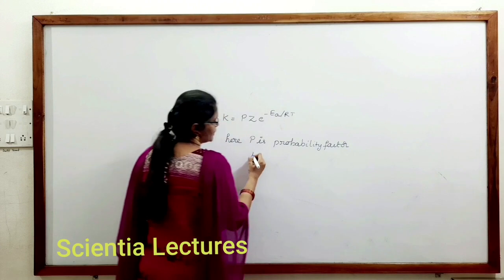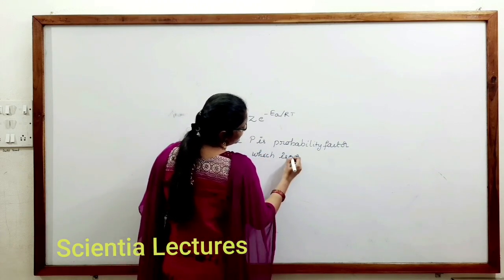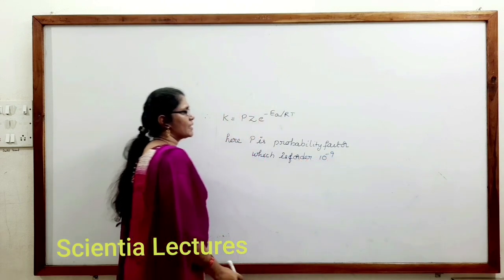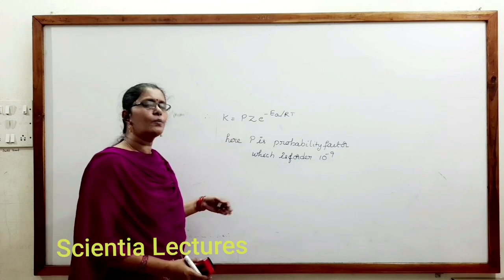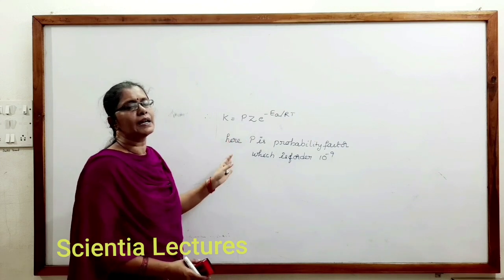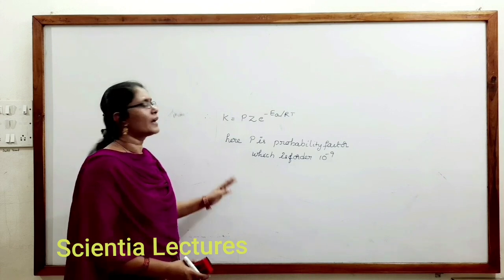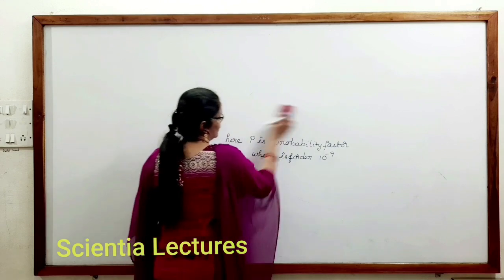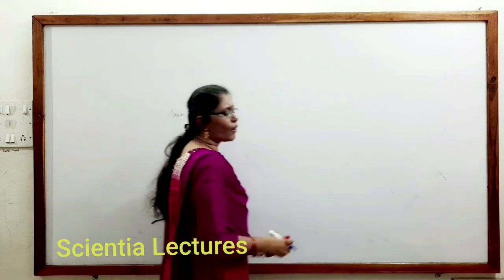Which is of order 10 power minus 9, such that theoretical value is higher than experimental value by approximately 10 power 9 times. So if you multiply it by P, we get the exact value of experimental values. So K can be taken as Pz e power minus Ea by RT. These are the terms to calculate the rate constant of a reaction.